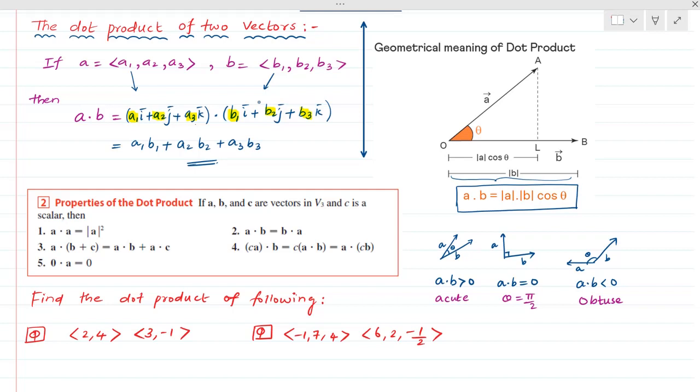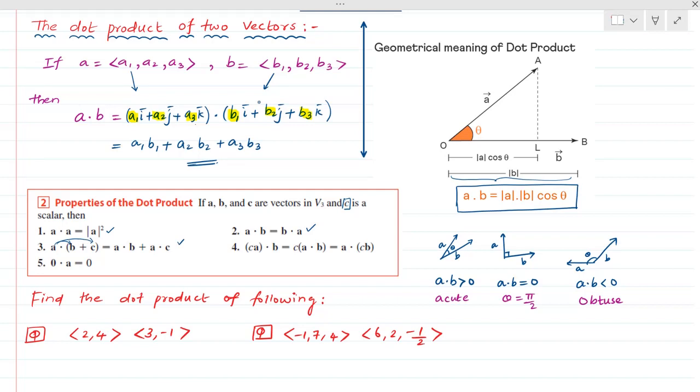Here we will have some properties of the dot product. If you have three vectors A, B, C, and let C be a scalar. What are the properties? If you take a dot product of the same vector, you will get the magnitude squared of the vector. This is the commutative property: A dot B is equal to B dot A. Now this is the distributive property: A dot (B plus C) is equal to A dot B plus A dot C.